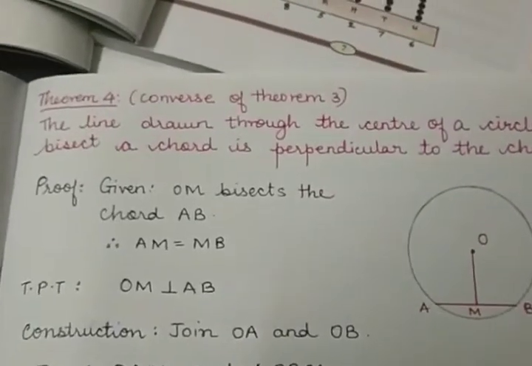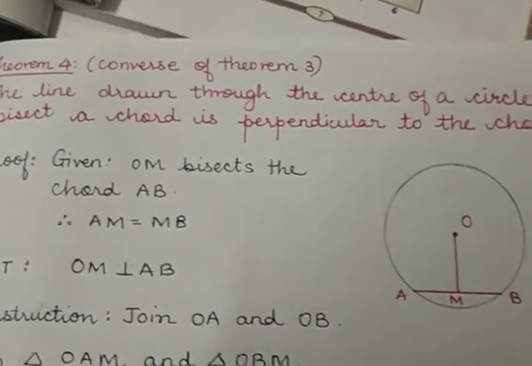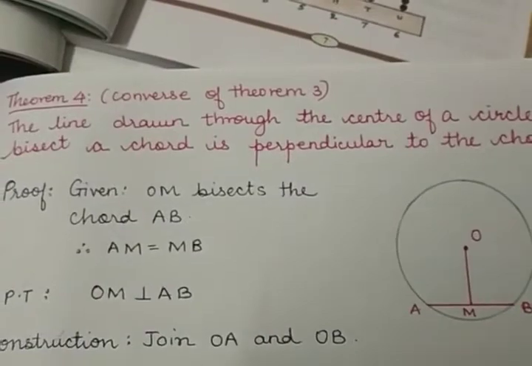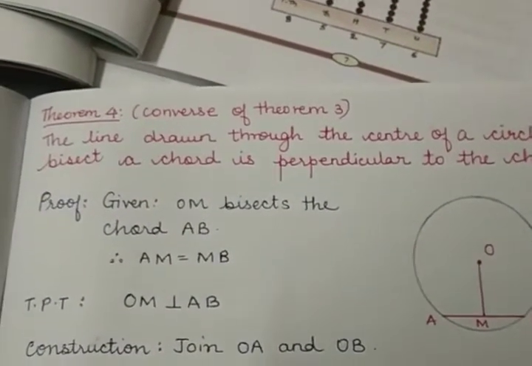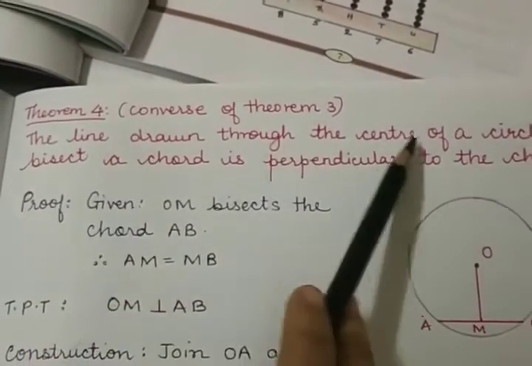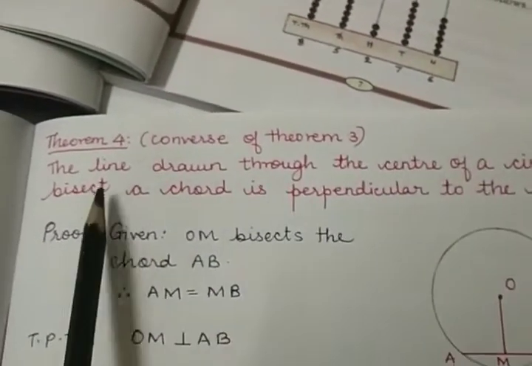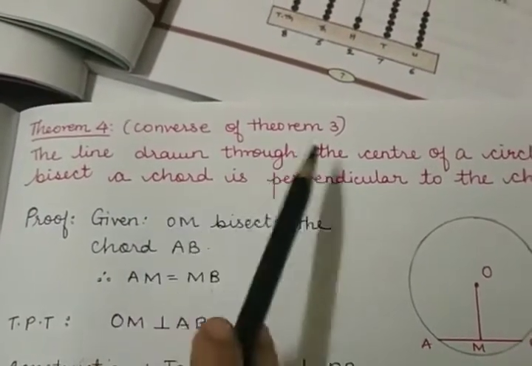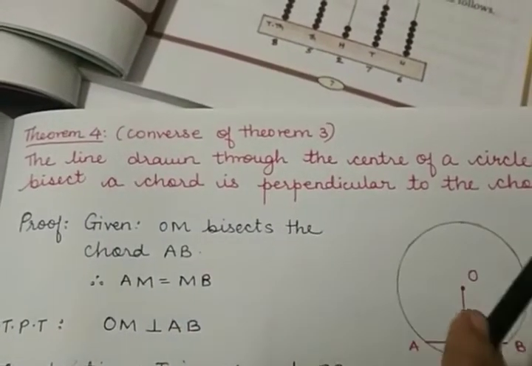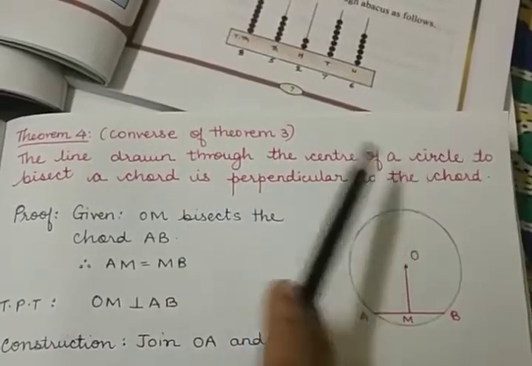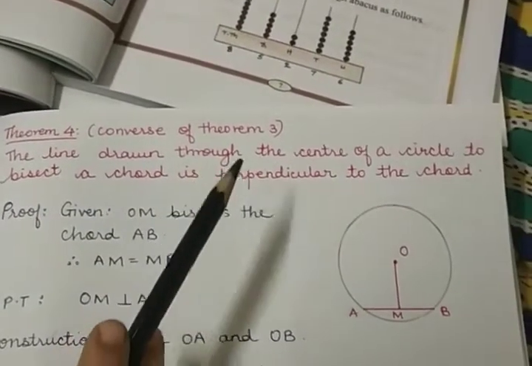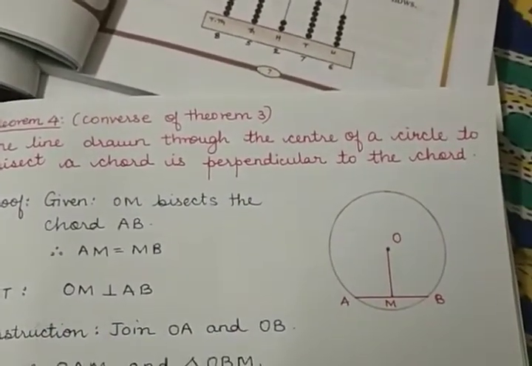Just like you had the converse of theorem 1, here you have the converse of theorem 4, which says if you have a line drawn through the center of a circle to bisect a chord, then this line that is drawn is perpendicular to the chord. The line drawn through the center of a circle to bisect a chord is perpendicular to the chord.